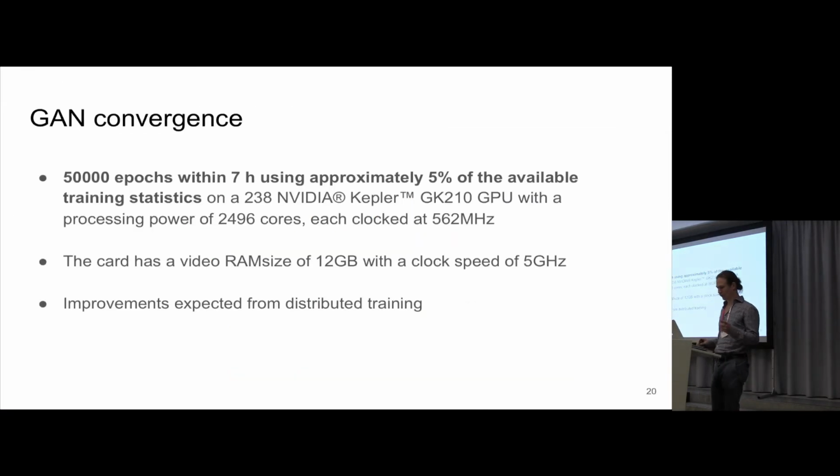And this here is for reference the convergence, and you see we use 2 minutes for the VAE, and here it takes quite a bit longer, 7 hours for the architectures we chose. For the VAE we use only 5% of the training statistics, while here we use the full statistics available.